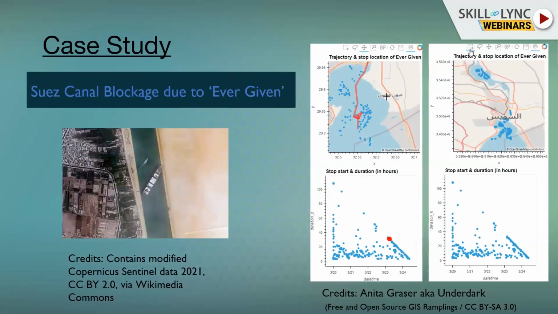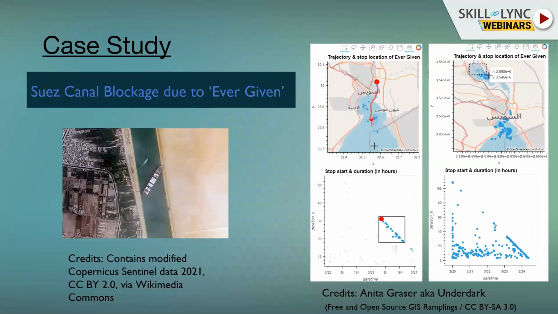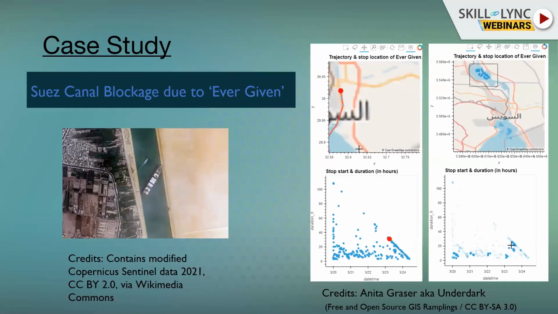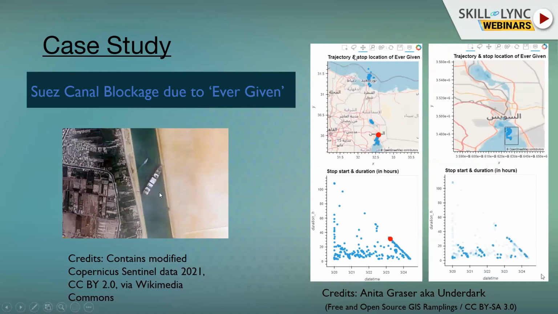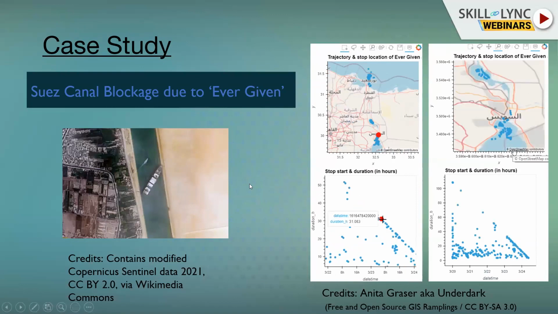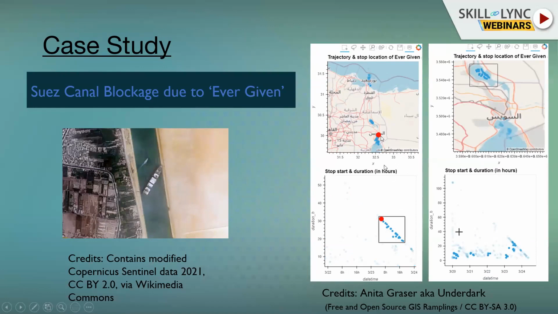Okay, let's see some of the case studies now. It created a lot of traffic and people were estimating, okay, this has caused this much of loss in the business. All right, so here on the left you see satellite imagery. On your right you see the location information of that ship.